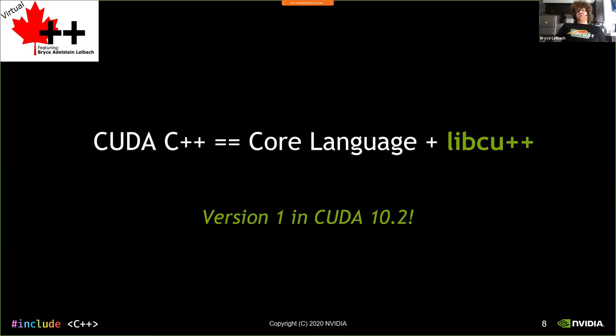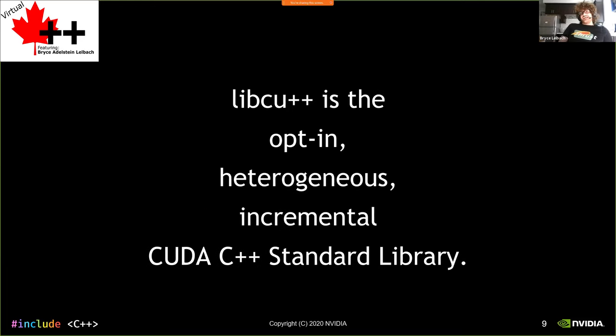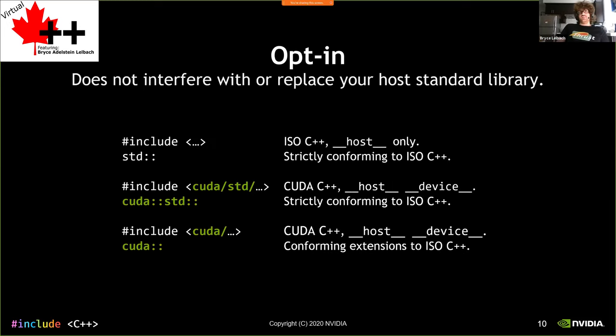These sorts of vocabulary types, there should be one definition of them that's provided by the platform. So we've decided to fill in those question marks with functionality, and that is libcu++, which was initially released in CUDA 10.2. So this is an opt-in, heterogeneous, and incremental CUDA C++ standard library. So I'll explain what that means.